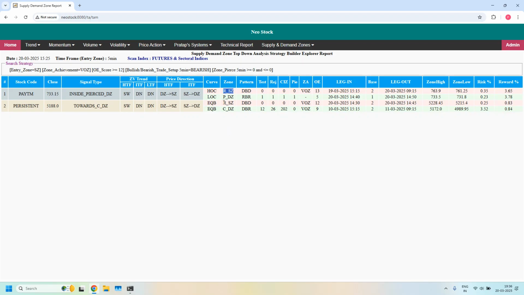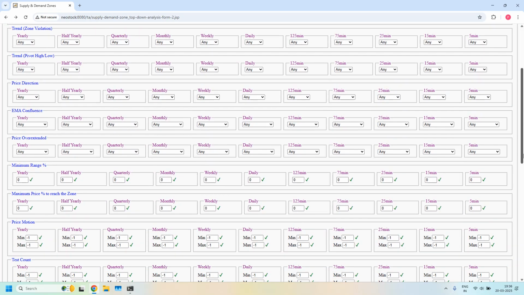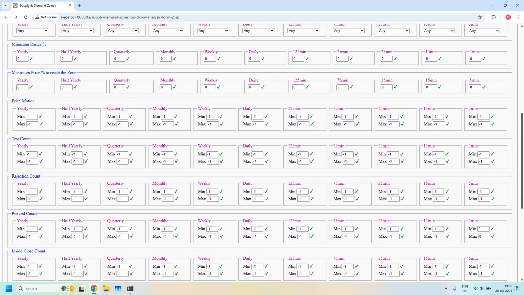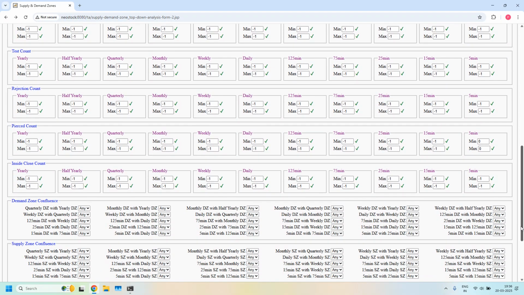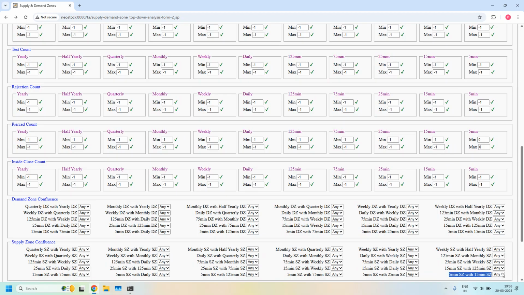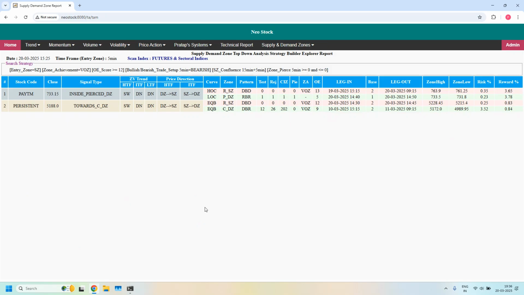And both these are 5 minutes high liquidity supply zones. Let's verify out of these 2 how many are having ITF supply zone confluence. That is 5 minutes and 15 minute supply zone confluence. I am enabling the filter 5 minute supply zone with 15 minute supply zone confluence. So both the stocks are filtered. That means these 5 minute supply zones are overlapped with 15 minute supply zone. And 15 minutes trend is a downtrend.